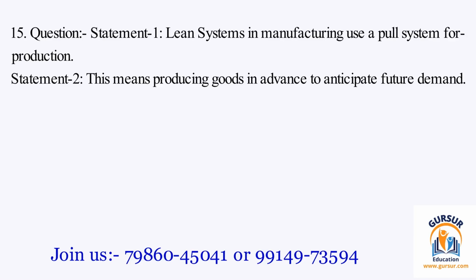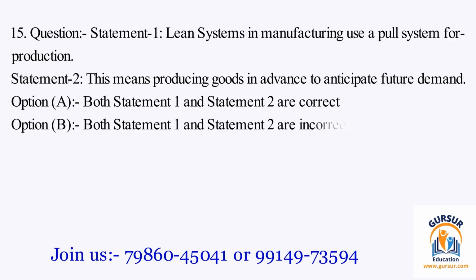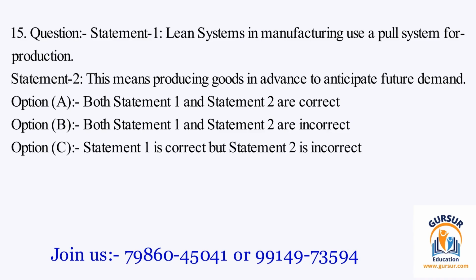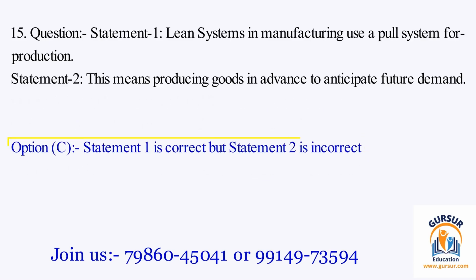Question number 15. Statement 1. Lean systems in manufacturing use a pull system for production. Statement 2. This means producing goods in advance to anticipate future demand. The option A is both statement 1 and statement 2 are correct. The option B is both statement 1 and statement 2 are incorrect. The option C is statement 1 is correct but statement 2 is incorrect. The option D is statement 1 is incorrect but statement 2 is correct. The right answer of the question is option C, and that is statement 1 is correct but statement 2 is incorrect.